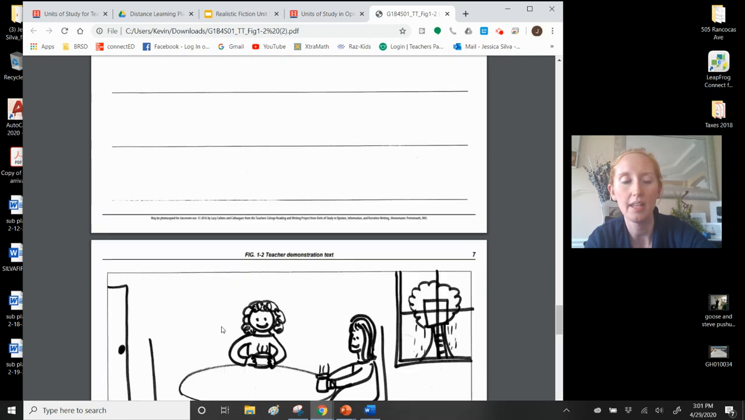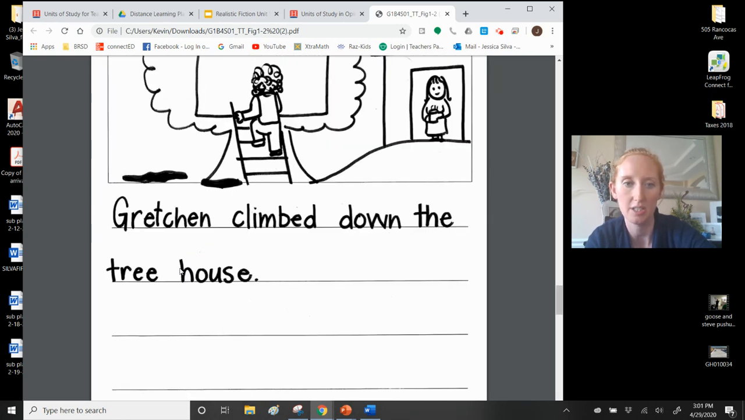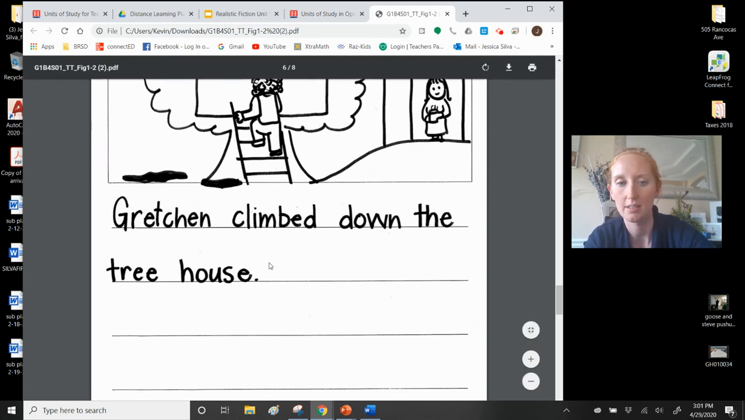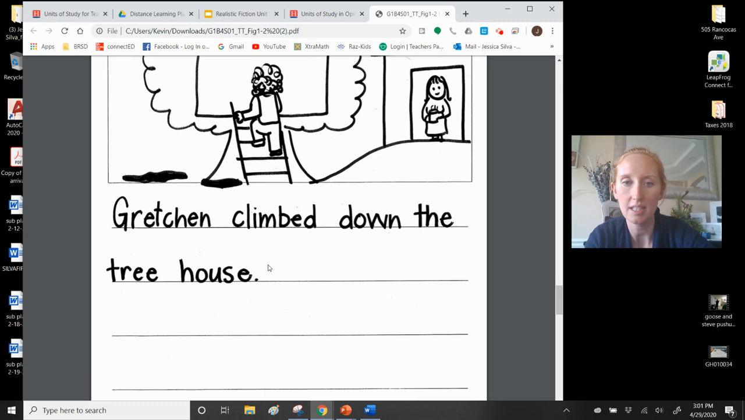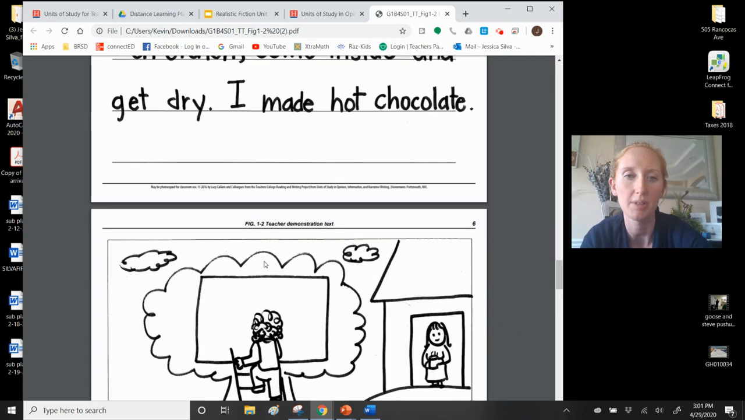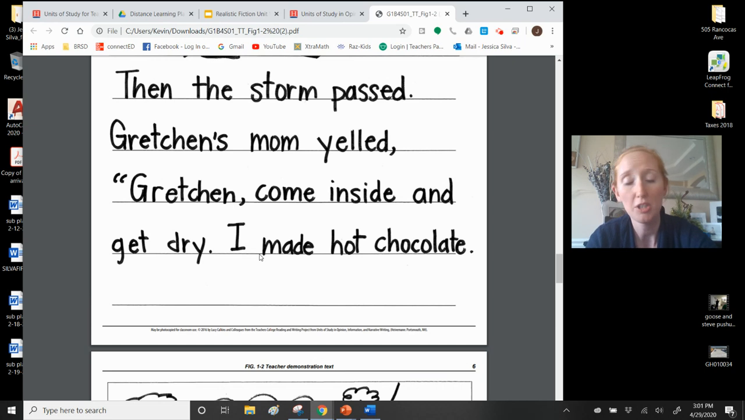Okay? Another thing that I might revise is this page. It says Gretchen climbed down the tree house. Right here, I might add the word stairs or steps. Okay? So it's always a good idea to go back, reread, and see what else you might want to add or even change around. You might want to add some more words, but you might want to take some other words away. So use your pencil, cross out something. Or right here, I might put a caret. I might say, I made some delicious hot chocolate. Maybe that's what her mom is going to say instead of just hot chocolate.